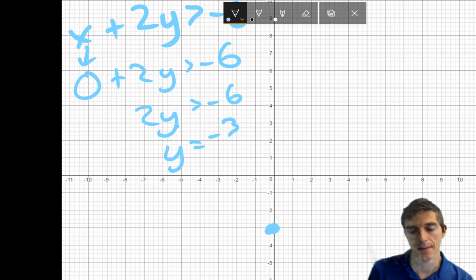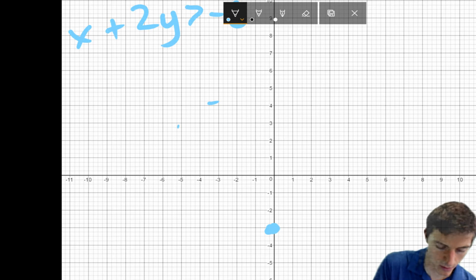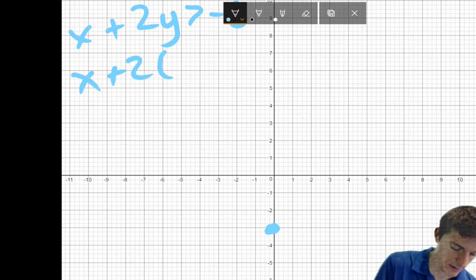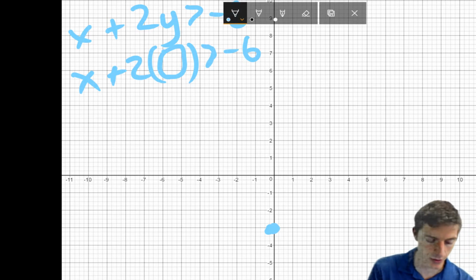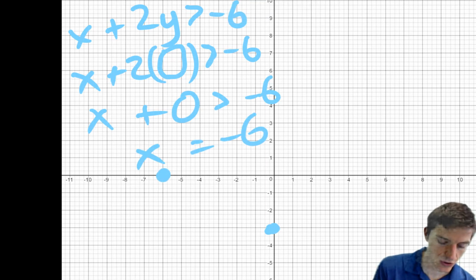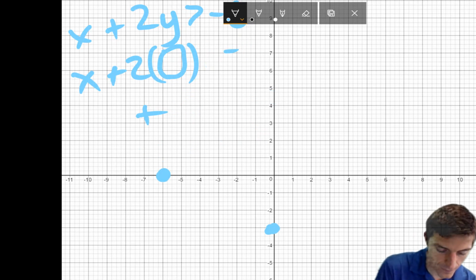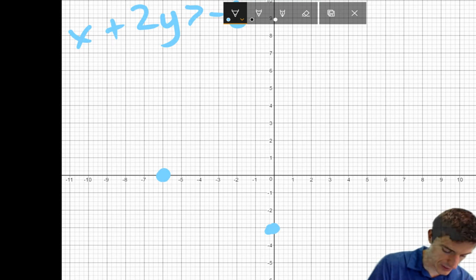Now I'm going to reverse it and plug in a 0 for y. And I get x plus 2 times 0 is greater than or equal to -6. Really, I'm just pretending it's equal to right now. So I basically got x equals -6, and that gives me my x-intercept. So I have my 2 points. That's one way to do it. And it's not "or equal to," so it's going to be a dotted line like this.